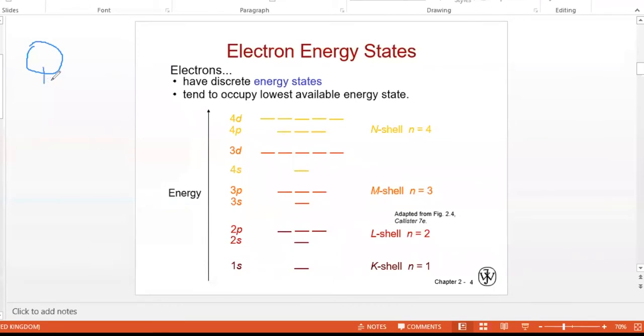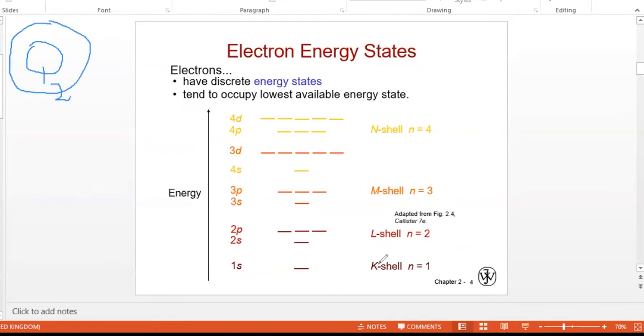So this is one orbit, and when it goes to the second orbit, the energy is a little bit higher. Actually, the S level energy is lower than the P level energy. So we will write S first and then we will go for the P.